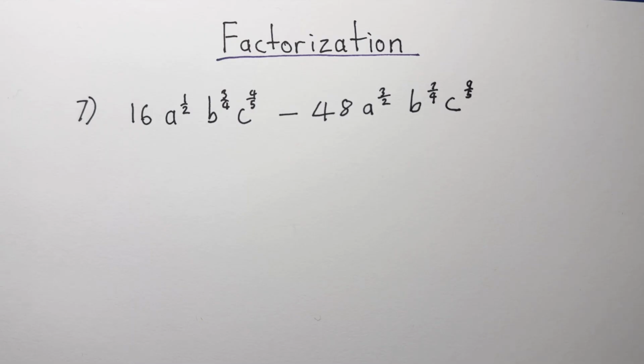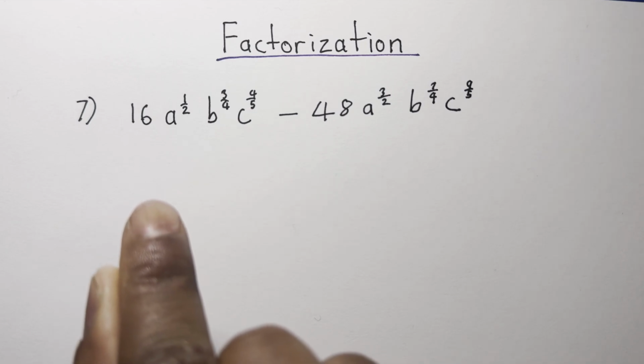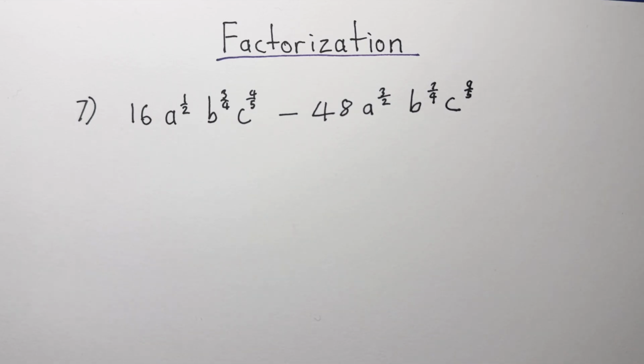We are leaving you with this problem to practice on your own. Here we have 16a raised to 1/2, b raised to 3/4, c raised to 4/5, minus 48a raised to 3/2, b raised to 7/4, c raised to 9/5.